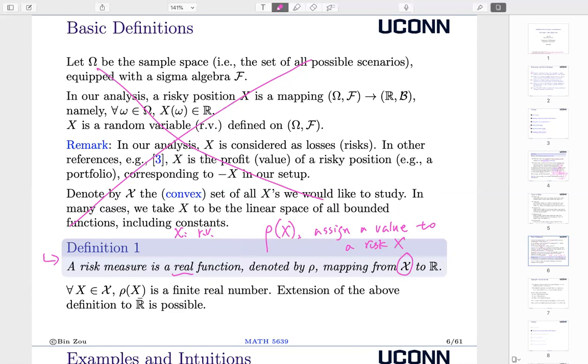Okay, here we are mainly interested in random variables, right? So of course, a constant is a trivial case of a random variable, but we are not interested in the trivial case. So this fancy calligraphy X denotes the set of all the random variables we consider.